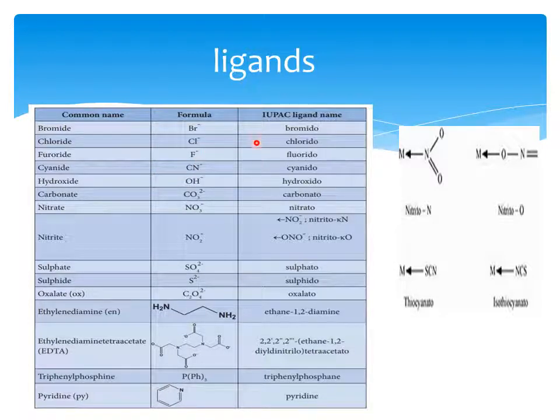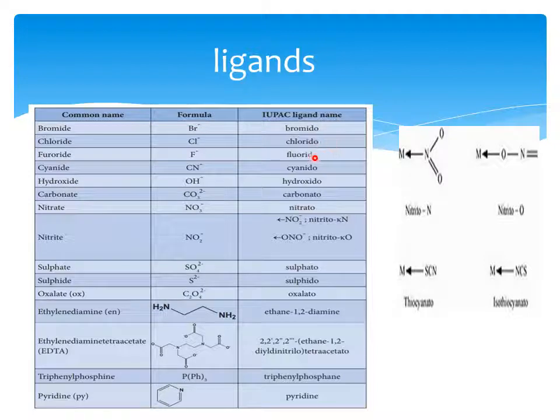But in a coordination compound, when we name it, Br minus should be named bromido, chlorido, fluorido. If the ligand carries a minus charge, these are called negative ligands. If the ligands carry a positive charge, those are called positive ligands. If the ligand carries no charge, then those are called neutral ligands. The neutral ligand naming is different from the negative ligand. For a negative ligand, the name always ends with O. So bromide, this E is replaced by O, bromido.